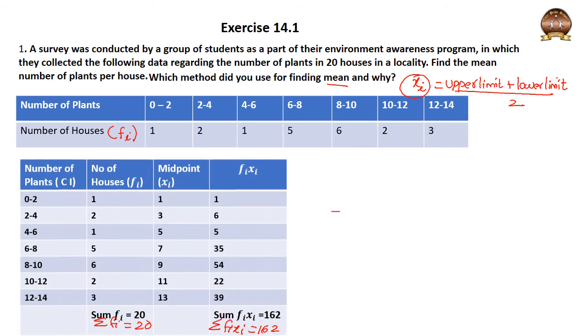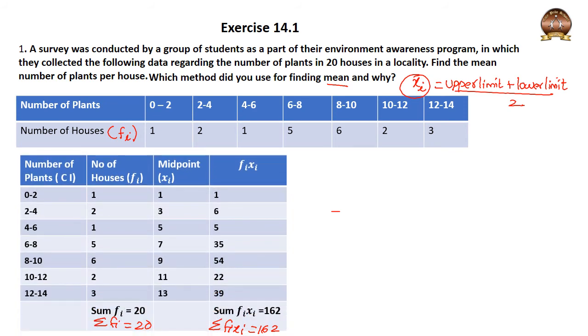So just see here. We have number of plants 0 to 2, 2 to 4, 4 to 6, and correspondingly the frequencies are given. We found the midpoint xi: for 0 to 2 the midpoint is 1, for 2 to 4 it is 3, then 5, 7, 9, 11, 13. So the midpoints we have found.